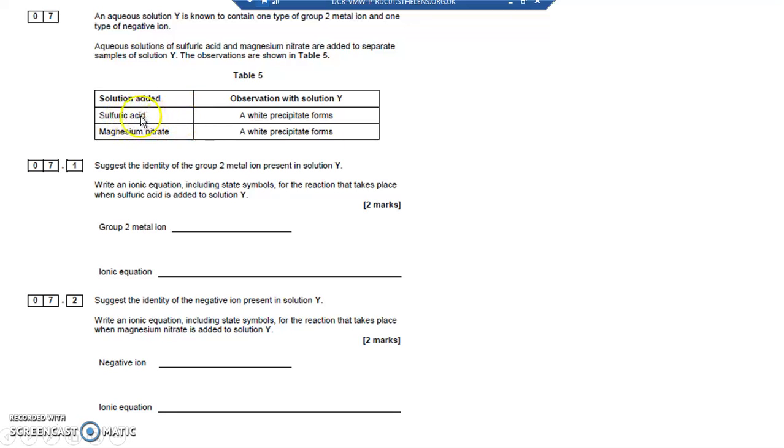Something forms a white precipitate with sulfuric acid. Now, sulfuric acid makes sulfates, and I'm immediately thinking barium sulfate, because barium sulfate is a white solid used in barium meals. So I'm immediately thinking that barium might be the group 2 metal ion.